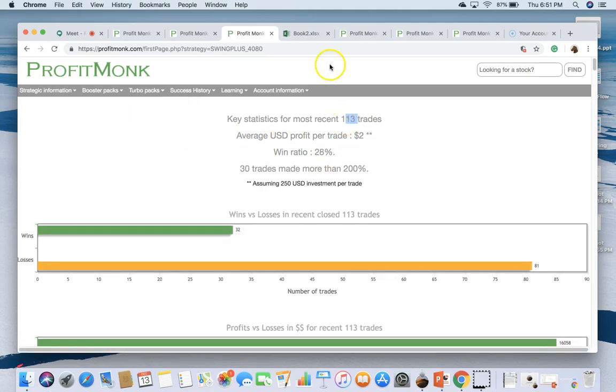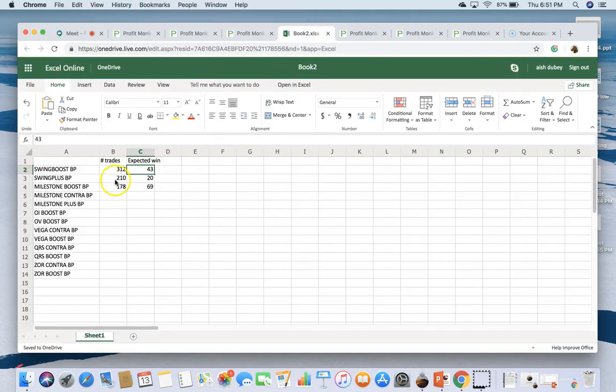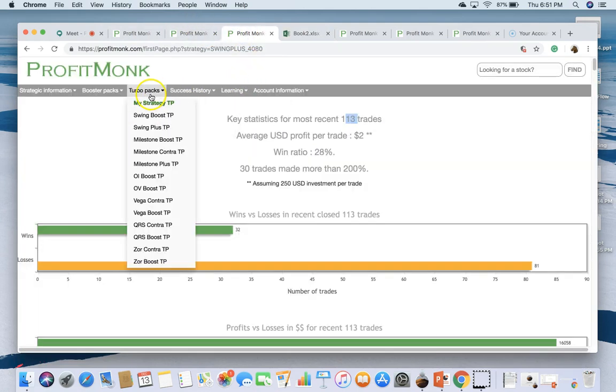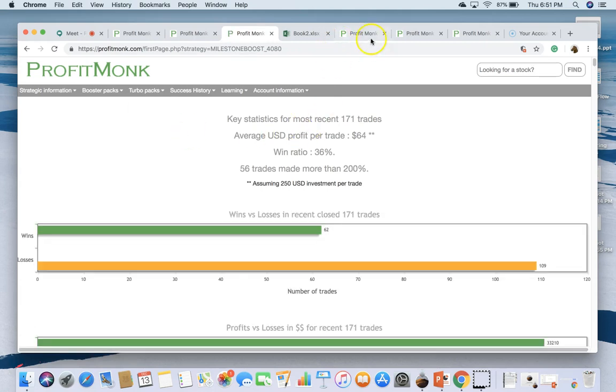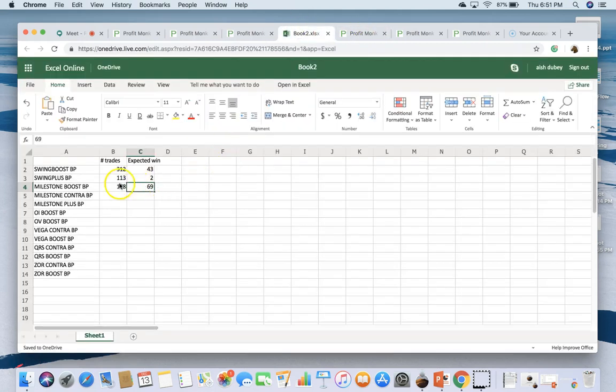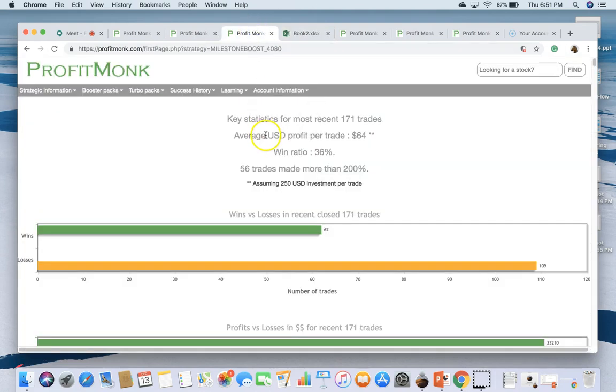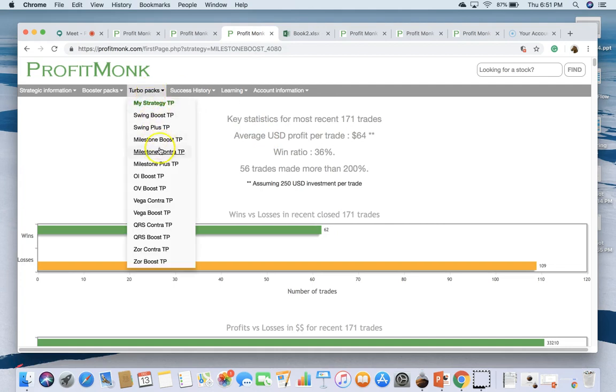and that's really bad, 113 and 2. So just say 113 and 2, and then go to the next one. Let's see, Milestone Boost, that is 171 and 64. Okay, so I guess you guys are already getting the drift, but I still wanted to take you through this process a little bit mechanically.